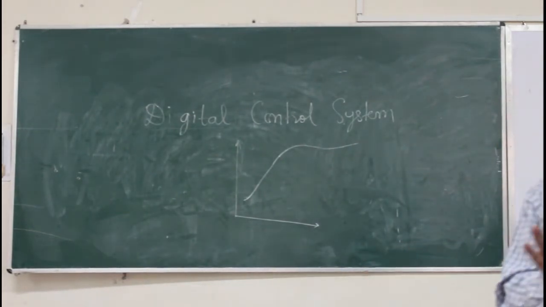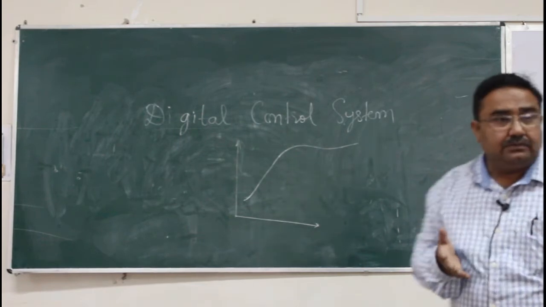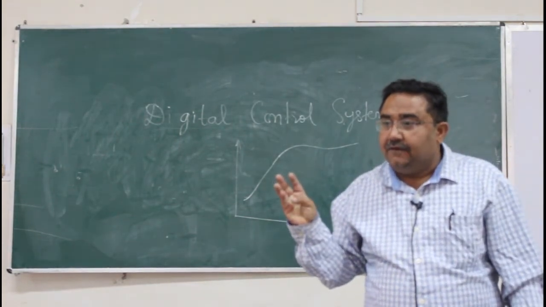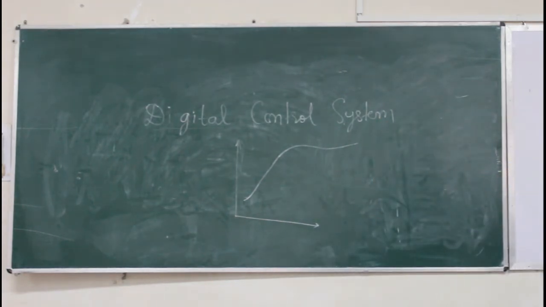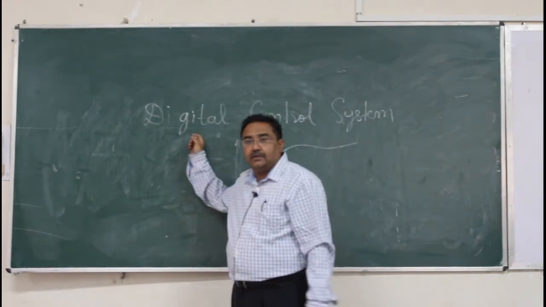Is it a flexibility or not? Okay, so all of these: accuracy, speed, fastness, flexibility, high memory storage. These features make us move towards a digital control system.